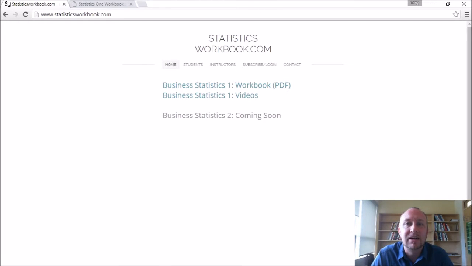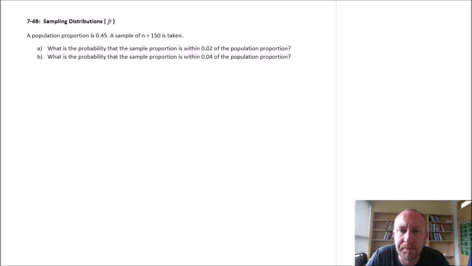Alright, let's begin our problem. Hello, welcome back. So this is another exercise looking at sampling distributions of p bar. Not a lot of context here. We're just going to throw some numbers into some formulas, calculate some probabilities, and see what we get.